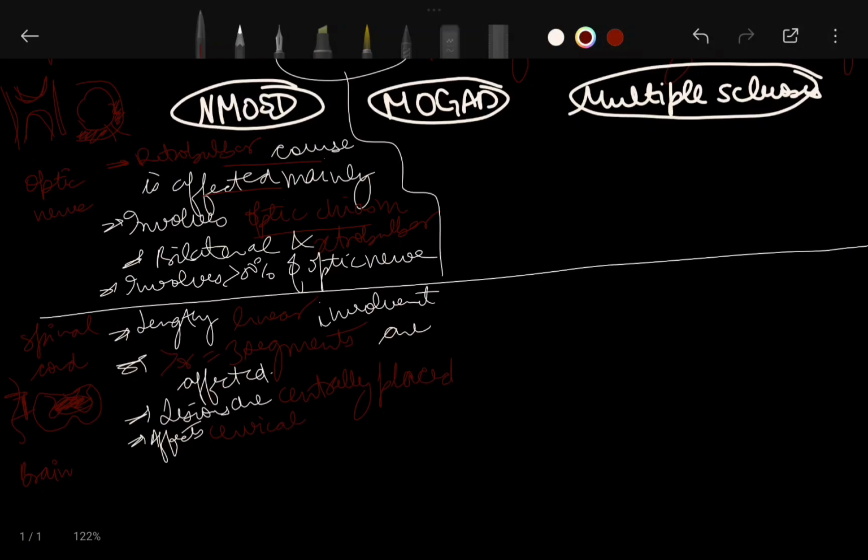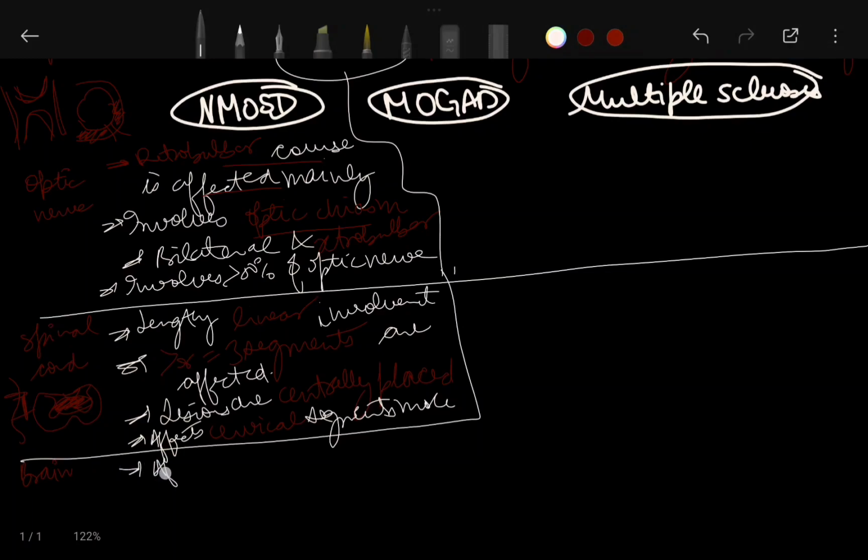cervical segments more. Now in case of brain, it affects the subcortex, whereas the corpus callosum is spared. In case of brain, it affects the subcortex, and in case of corpus callosum, it is usually spared.